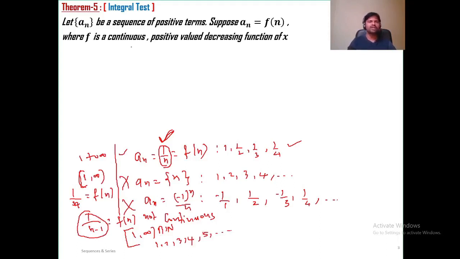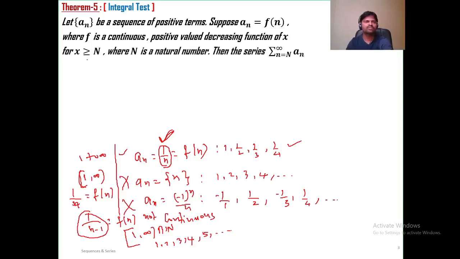These are the 3 conditions required for the integral test. First condition is it should be continuous. Second condition is all the terms are positive. And third condition is the function should be decreasing, for x more than or equal to N. For a few points, no need to worry. For example, if the first 3 points are not decreasing, don't worry about them. You look from the 4th point onwards. Infinitely many points should satisfy these 3 conditions: f is continuous, positive valued and a decreasing function of x. These 3 conditions must be satisfied after a certain stage.